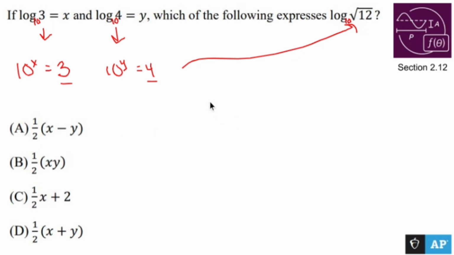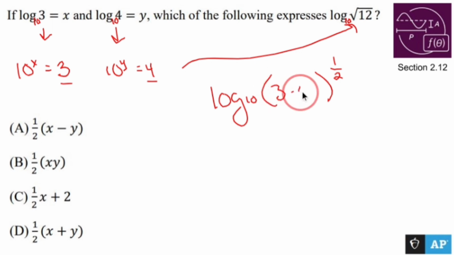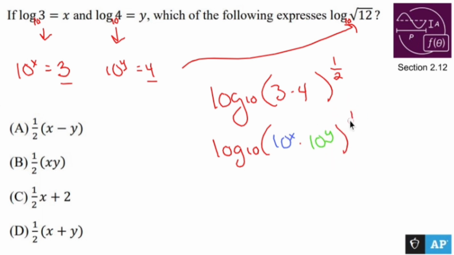So first things first, let me rewrite this. Log base 10 of the square root means stuff to the 1/2. Now 12 just so happens to be 3 times 4. So log base 10 of 3 times 4. Wait a minute, 3 is 10 to the x, so why don't I replace 3 with 10 to the x, times, and wait a minute, 4 is 10 to the y, so why don't I replace 4 with 10 to the y? And now I close the parentheses and take it to the 1/2 power.